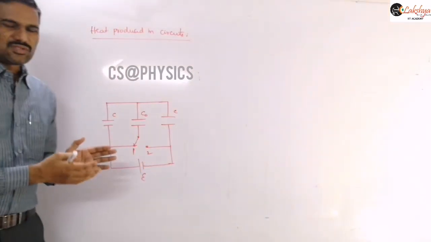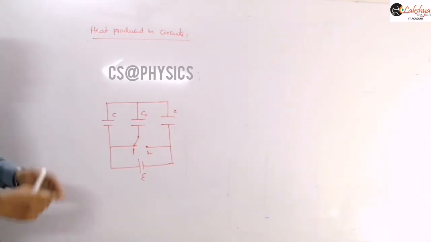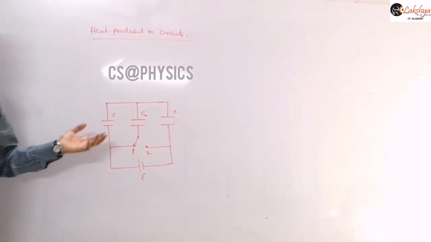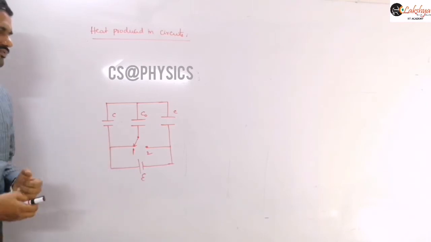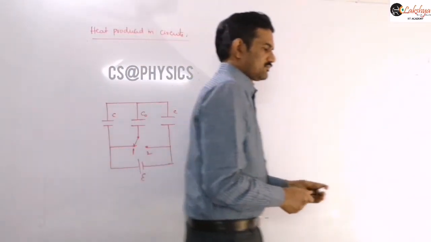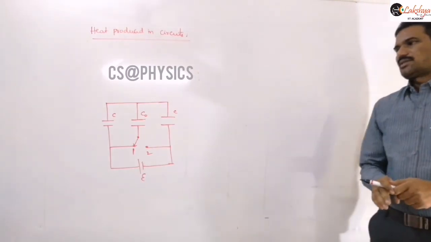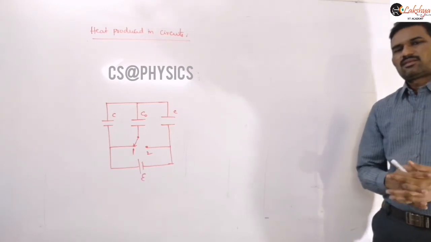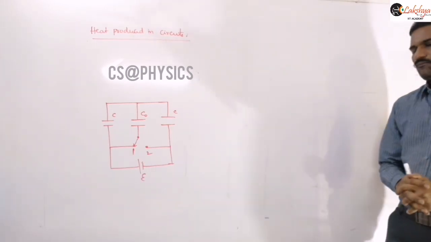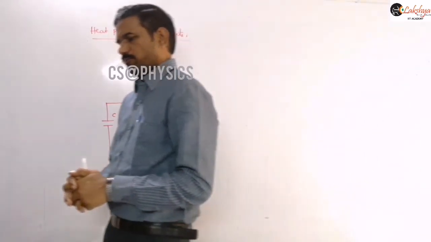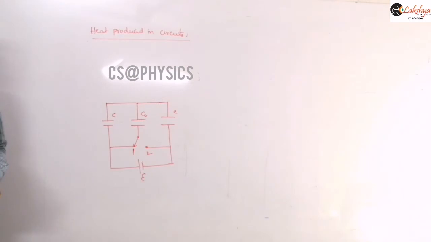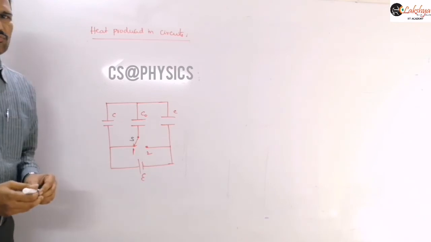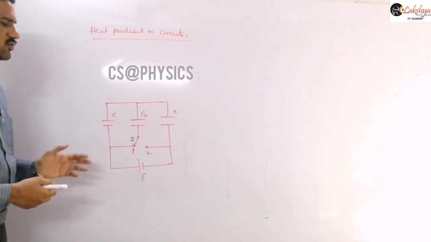So now we need to calculate the amount of heat produced when the switch is shifted from position 1 to position 2. Initially it is connected in position 1. Now how much heat is produced when it is shifted to position 2? So note that problem. In the circuit shown in the figure, find the amount of heat produced when the switch is shifted from position 1 to position 2.